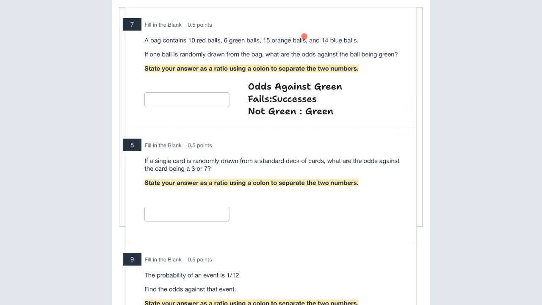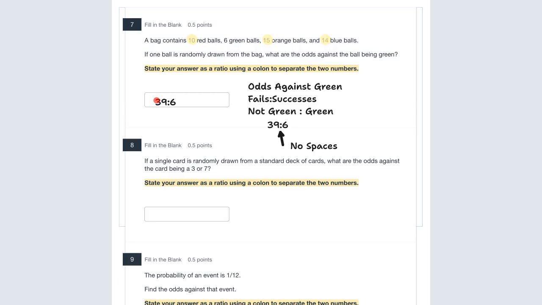All right, and so which ones aren't green? There are 10 red, 15 orange, and 14 blue. That's 39, and then 6 green ones. So this is 39 to 6. And do note here that there are no spaces in this. So it's just like spelling. If you stick spaces in the middle of the word, it's spelled incorrectly. So this is 39 to 6.